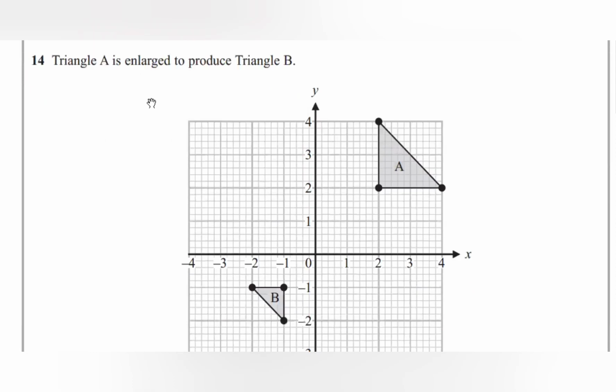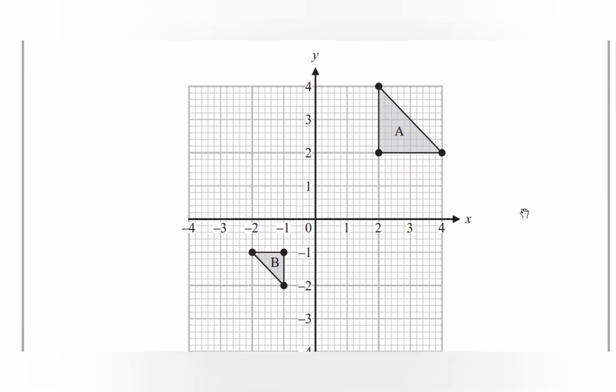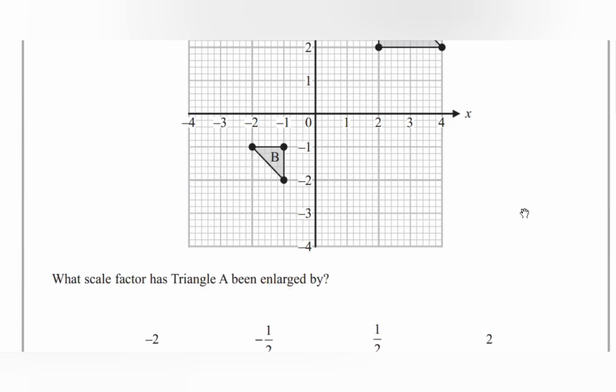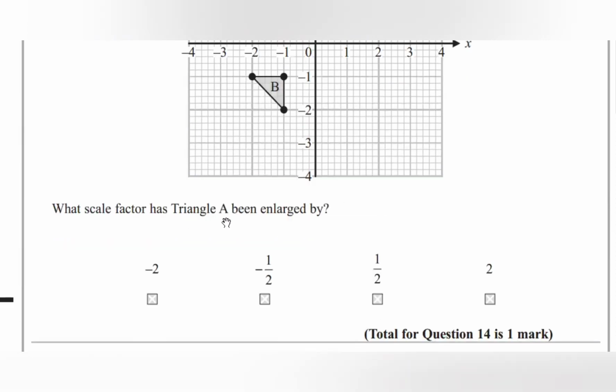Triangle A is enlarged to produce triangle B. So A is enlarged to produce B. It means A is the original one. Focus on this. As we can see, A became smaller. So that's the idea of this question. Let's study the question. What do they want? What scale factor has triangle A been enlarged by? It means what is the scale factor that we enlarged by?